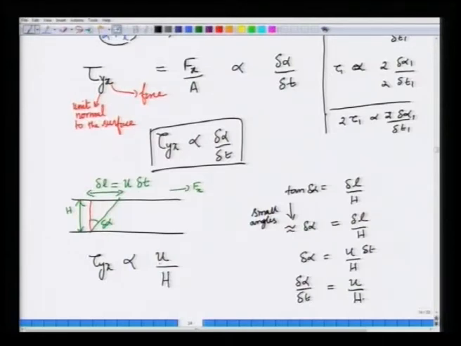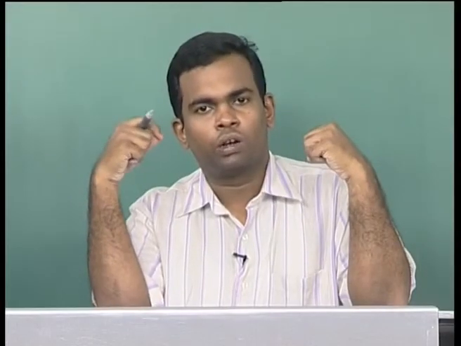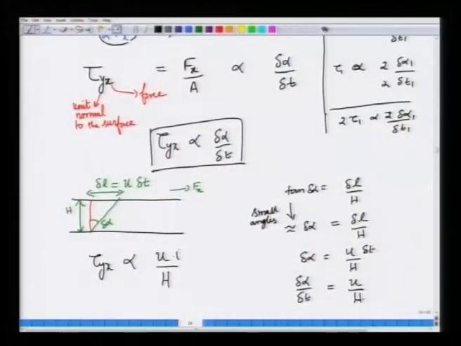Suppose you exert a force in the x direction on the top plate, this plate will start moving if whatever is the material present between the two plates is fluid, and you can characterize that motion with a velocity u of the top plate. So, this is the velocity of the top plate in the x direction, and h is the thickness of the fluid.